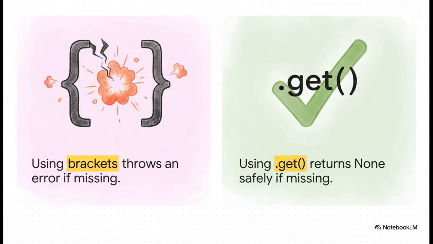Now, what's really interesting here, and pay close attention to this, is a massive trap that beginners fall into, and that is accessing data using square brackets. It's super common to put the key inside square brackets. And sure, it works, but if you ask for a key that doesn't actually exist, Python panics, it throws a key error, and your entire program just crashes. Boom. Instead, you really should use the .get method. It is perfectly safe. If the key is missing, .get just shrugs and returns None instead of crashing the whole system. It's a total lifesaver and absolutely the better choice for building reliable apps.